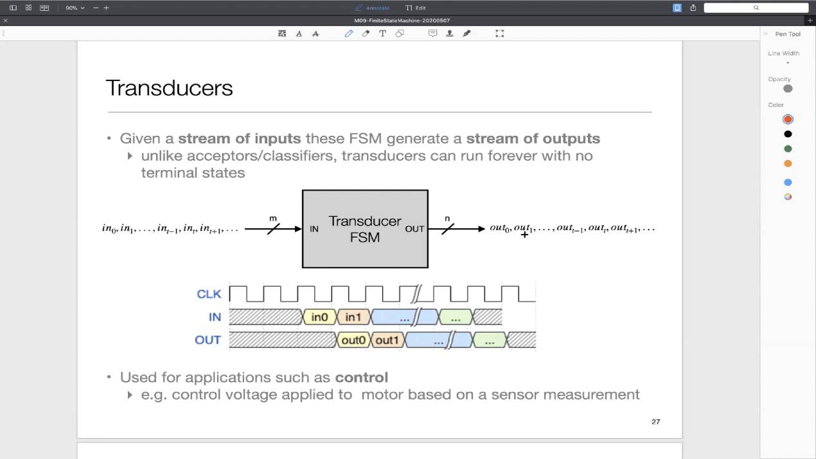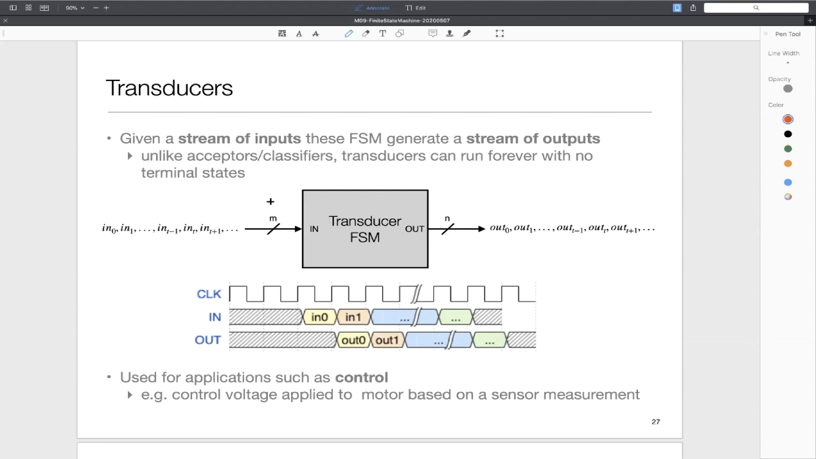Or it is doing some sort of a numeric transformation. For example, let's say it's receiving numbers, and what it does is take a running average of three numbers. So I may be sending a whole bunch of numbers, and the output i is the average of input i, input i minus 1, and input i minus 2. So it's kind of doing a running average. These are all examples of transducers.